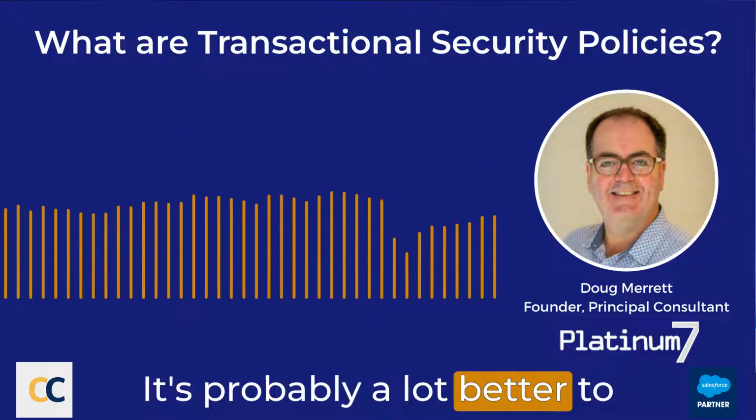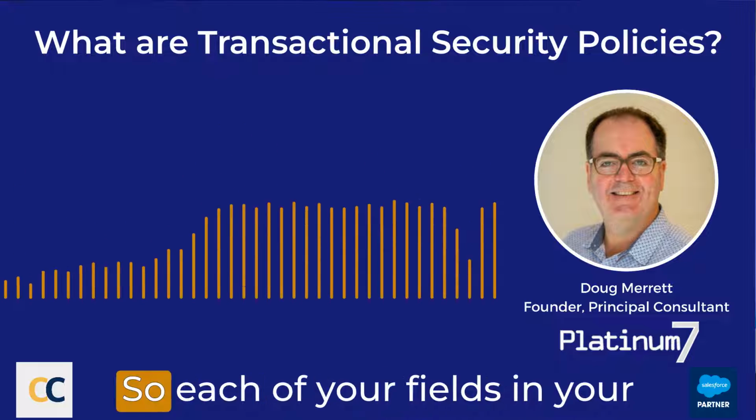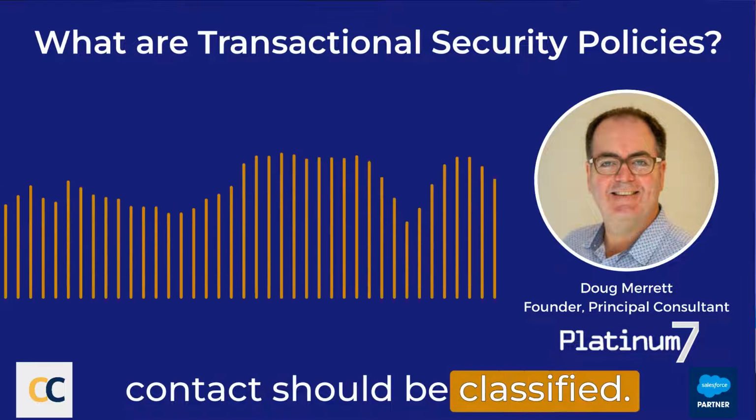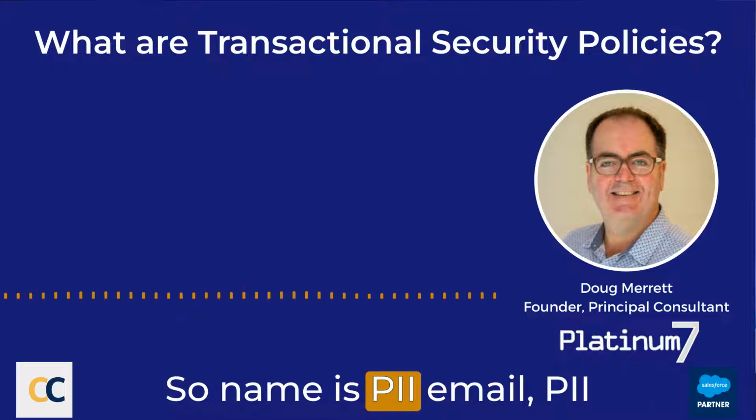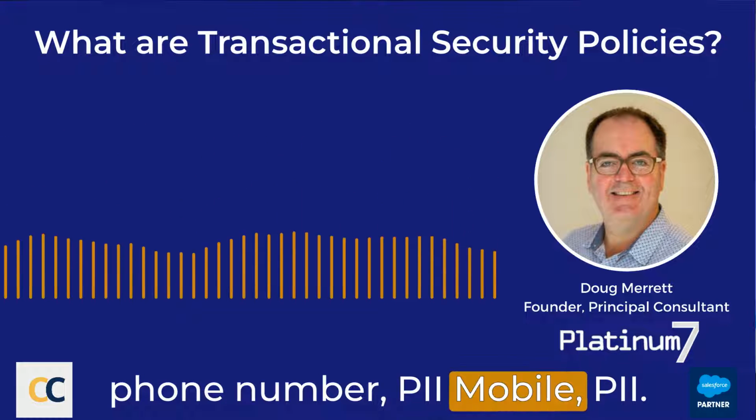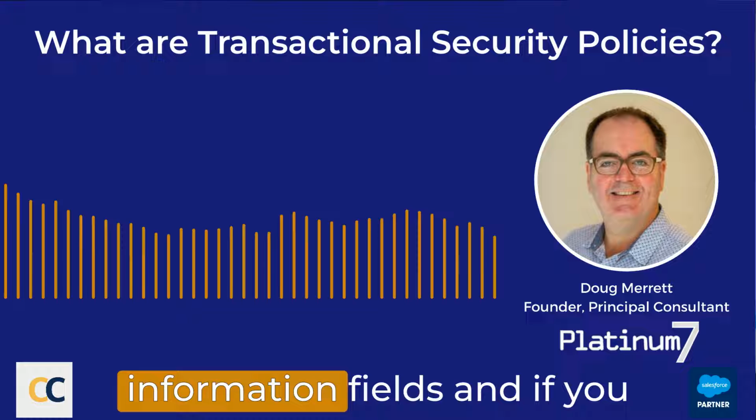It's probably a lot better to actually classify your data. So each of your fields in your contact should be classified. So name is PII. Email, PII, phone number, PII, mobile, PII. These are personally identifiable information fields.